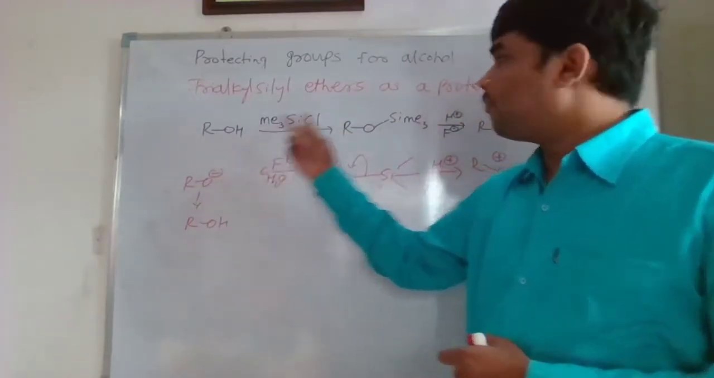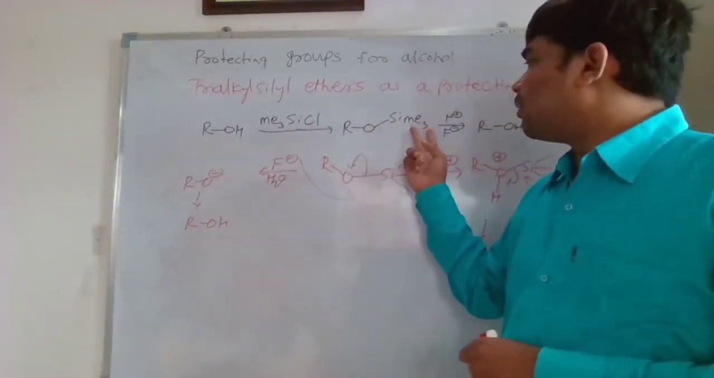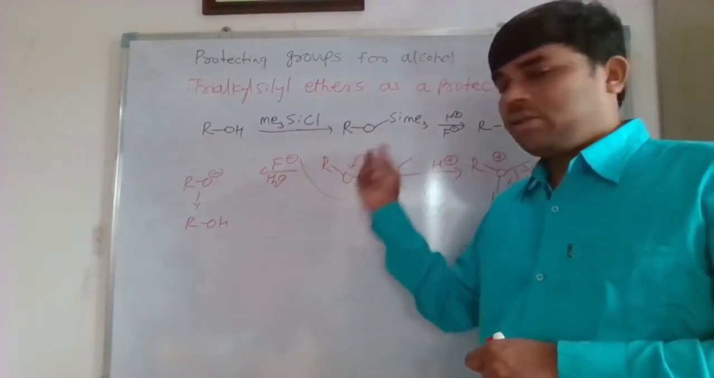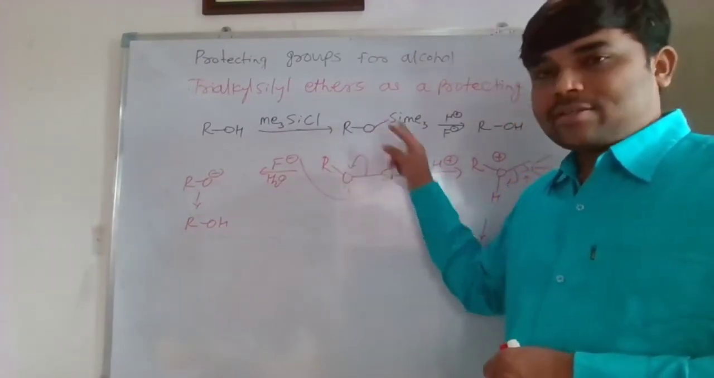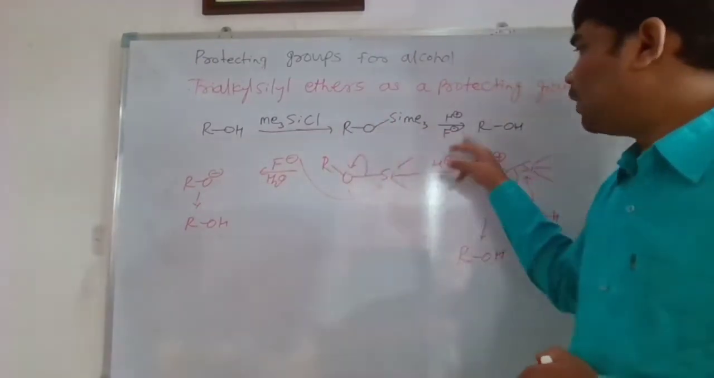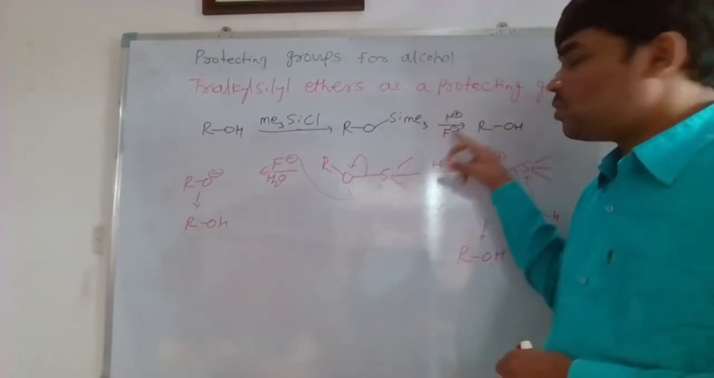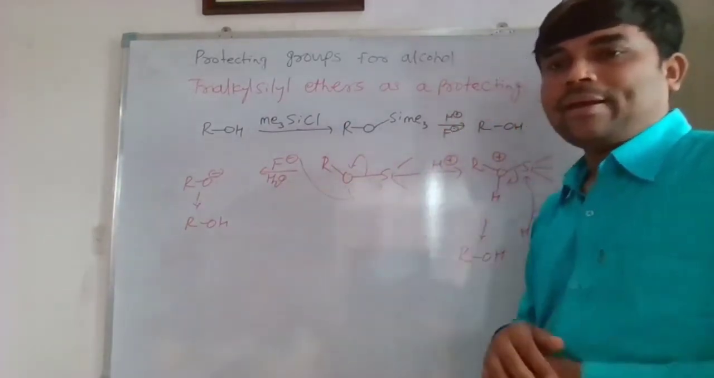This alcohol was converted into a trimethyl silyl ether derivative, and then these ether derivatives are deprotected by H plus or F minus, fluoride ions.